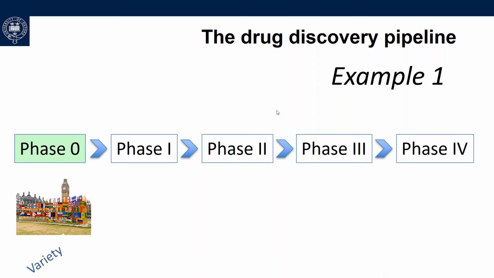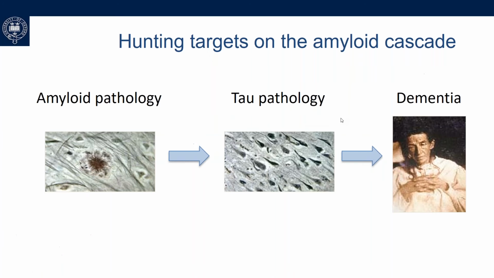And here we're using data that is very variable data. So I'm going to give you two examples where we've combined molecular studies with real-world studies to nominate a target for an Alzheimer's disease development. And by target, I'm using it in the drug discovery sense. And what I mean is a molecule against which we want to generate a drug. Next slide.